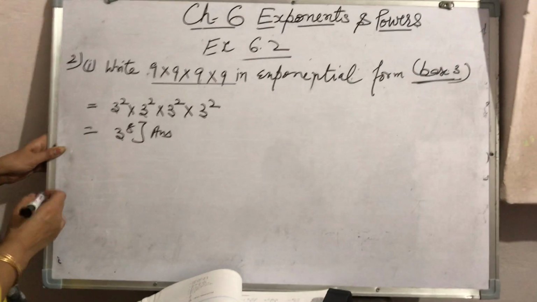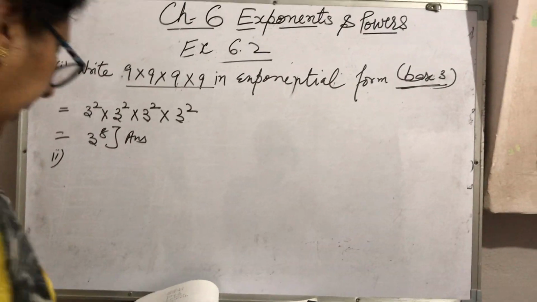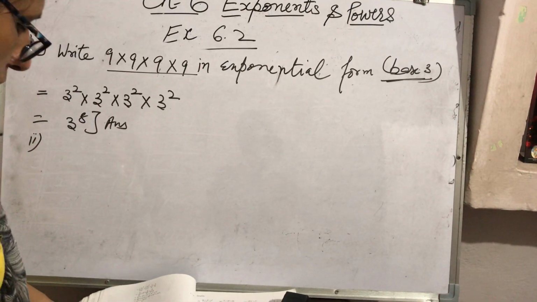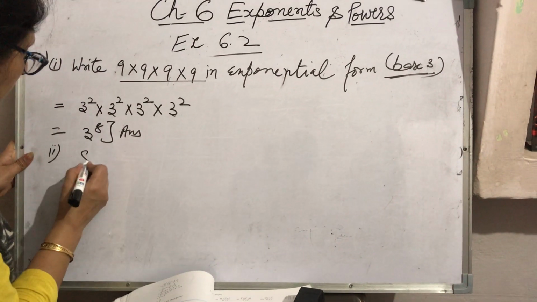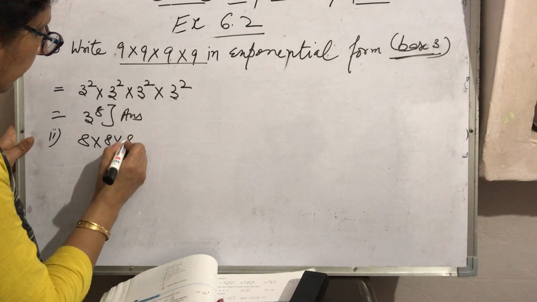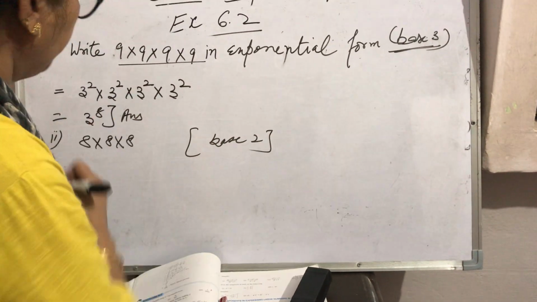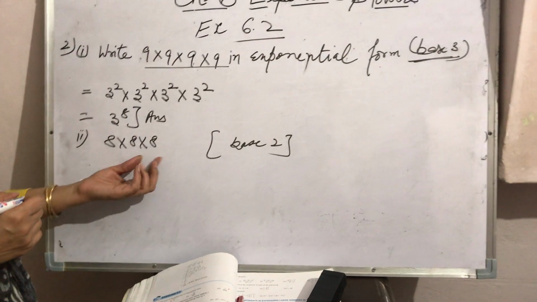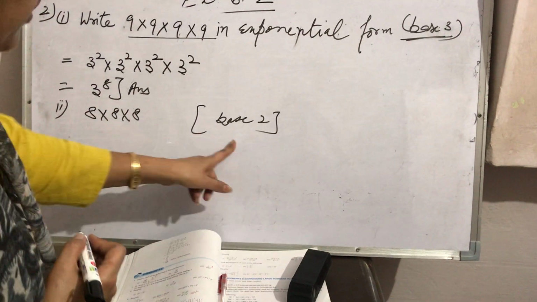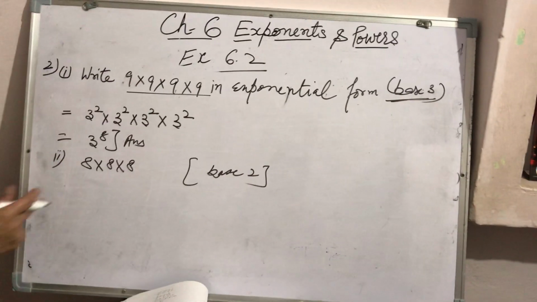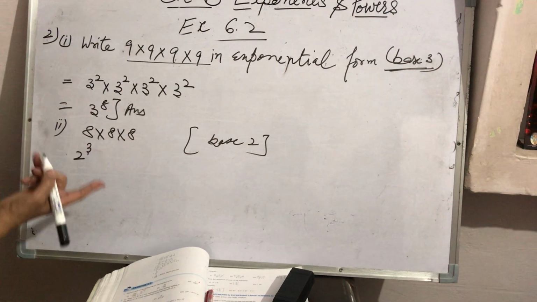Then the second part of the same: write 8 into 8 into 8 in exponential form by taking base 2. Same as the previous question. 8, 8, 8. But we have to take base 2. Directly we can write 8 raised to power 3, that will be the exponential form. But we have to take base 2. So first of all, we'll make base 2. 2 raised to power 3 will be 8. 2 twos are 4, 4 twos are 8.